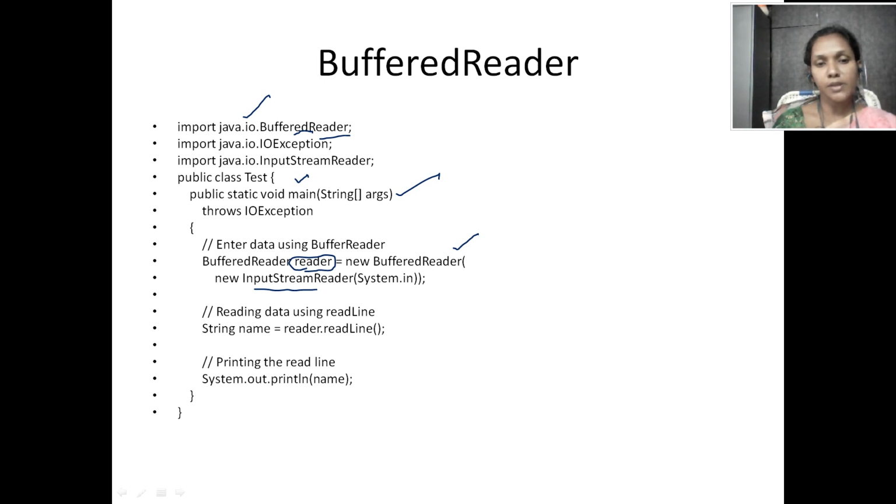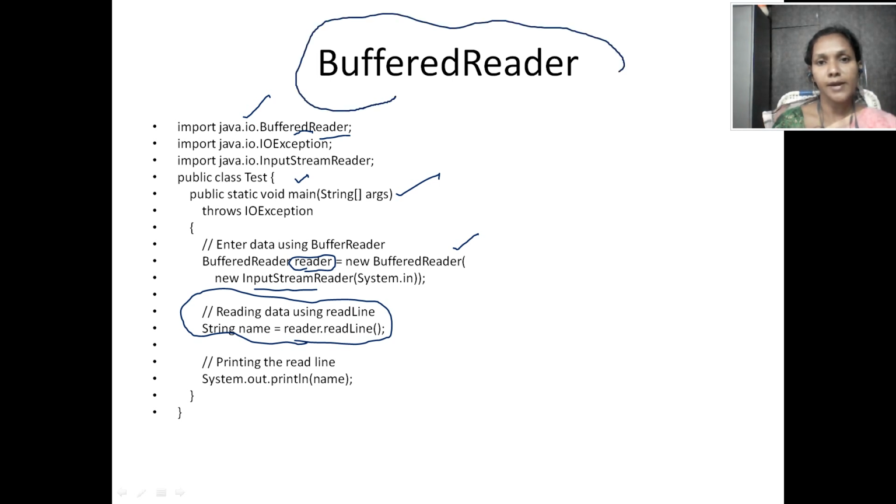Once that is there, how can we read? We can use a method called the readLine method. For reading any input of string type, we can use the readLine method. This is one way we can read data from the user. Now we will go to the example.